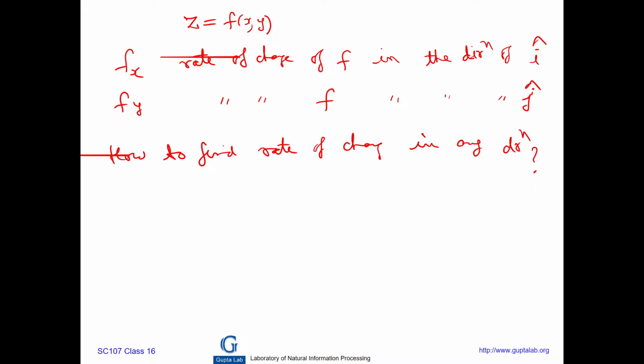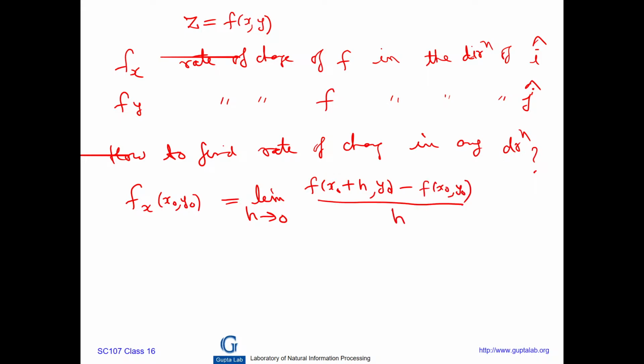So z is equal to f of x y is a function, so basically it's a surface. So now f_x of x naught comma y naught is the limit as h tends to 0 of f of x naught plus h comma y naught minus f of x naught comma y naught, divided by h. This formula is familiar to you. Partial differentiation with respect to x, right? So this is the rate of change in the direction of the x-axis, in the direction of the unit vector i.